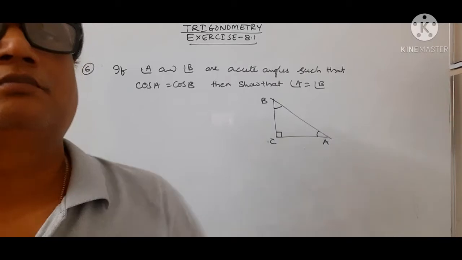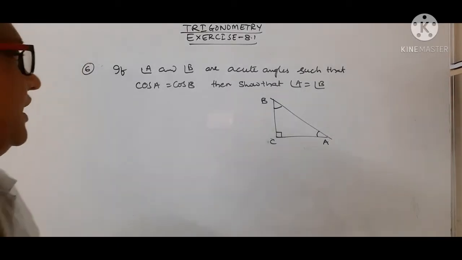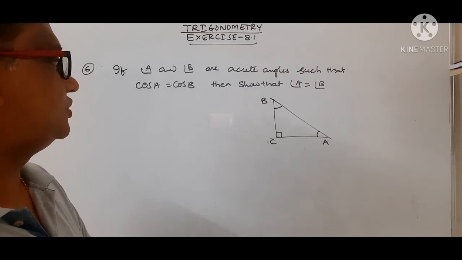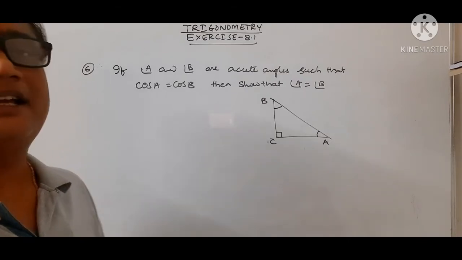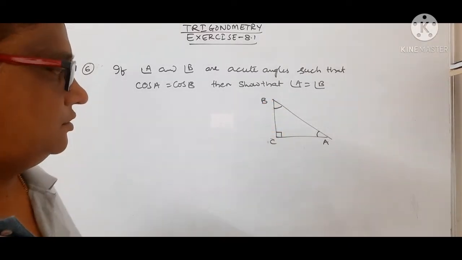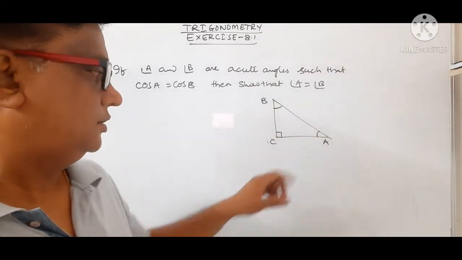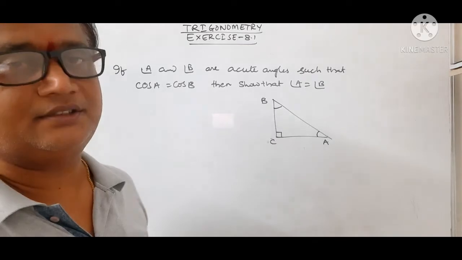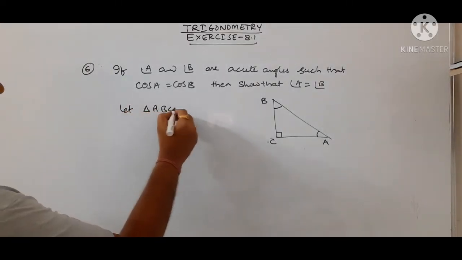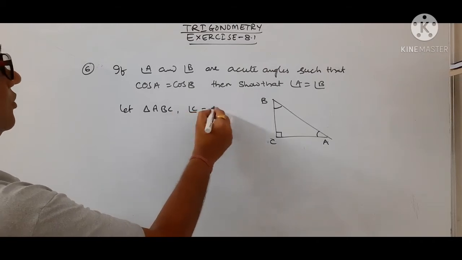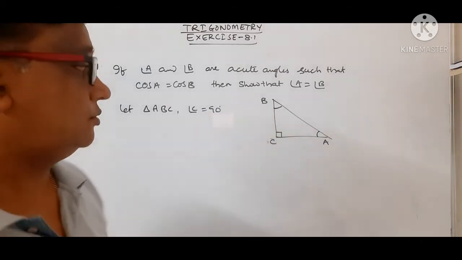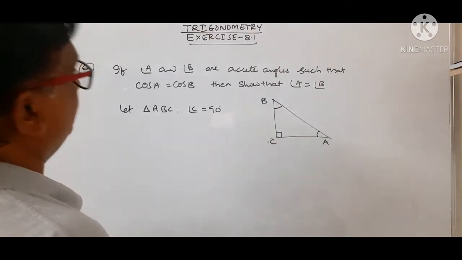Okay. In question number 6, if angle A and angle B are acute angles such that cos A equal to cos B, then show that angle A equal to angle B. First you draw the right angle triangle. So ACB, angle C is 90. Let triangle ABC have angle C equal to 90. So the other two angles are acute angles.